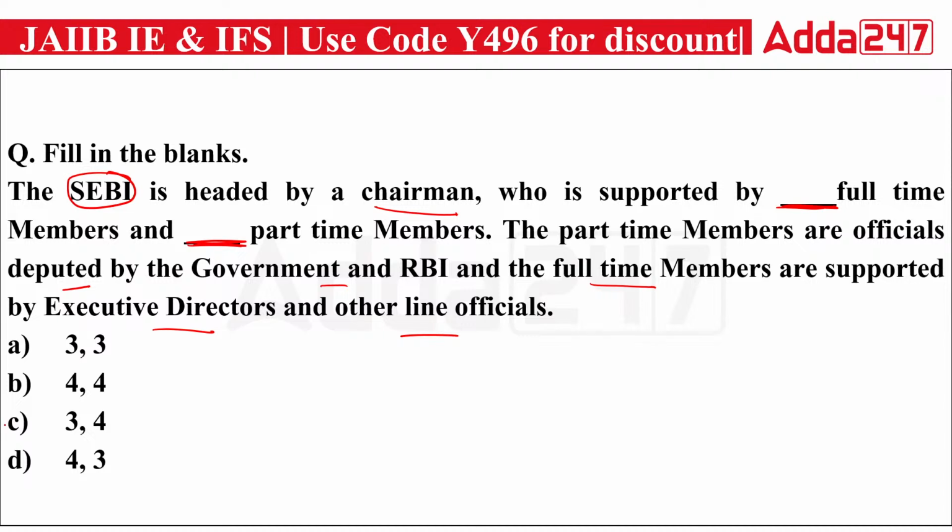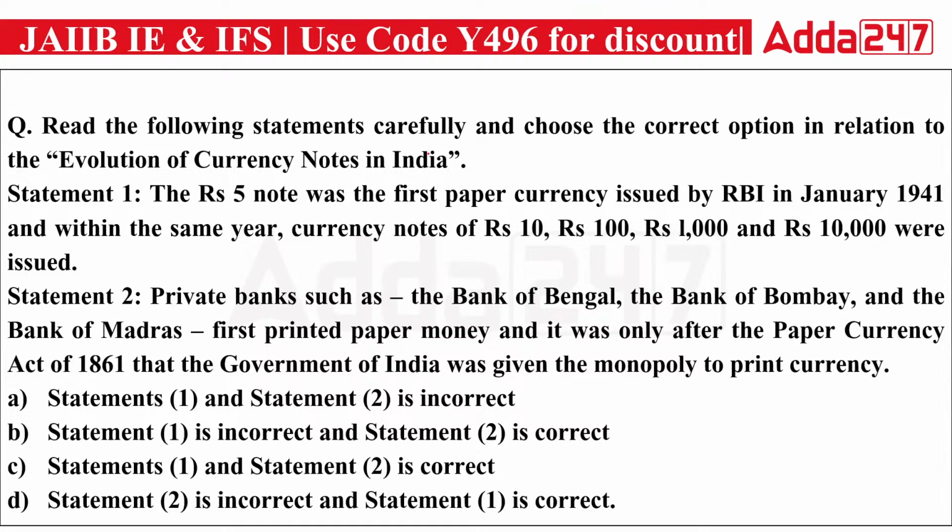In SEBI, three members will be full-time members and four members will be part-time members. So the right answer will be: in the SEBI board of directors, three are full-time members and four are part-time members. Next, read the following statement carefully and choose the option in relation to the evolution of currency.